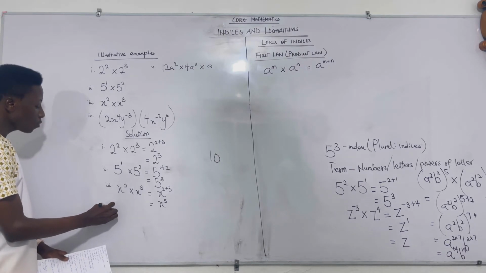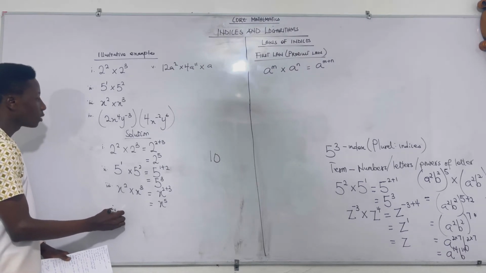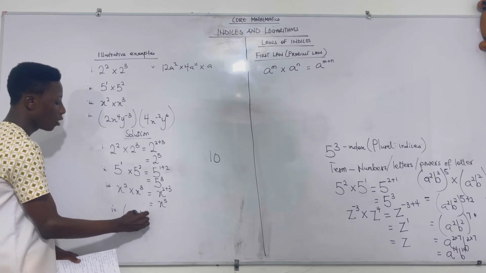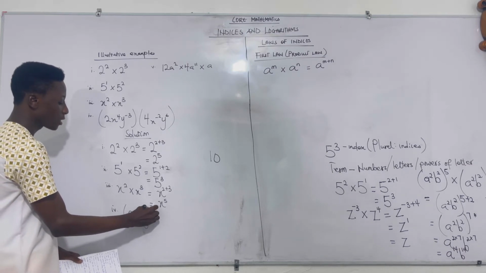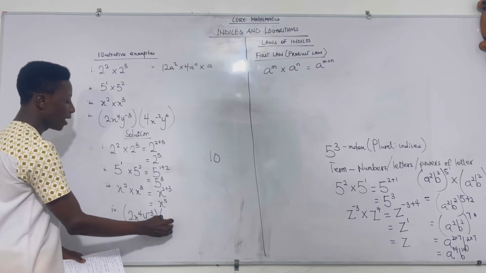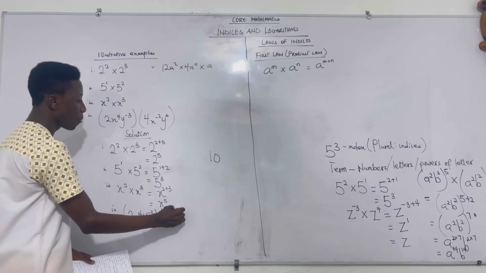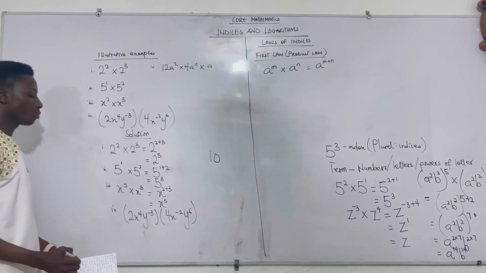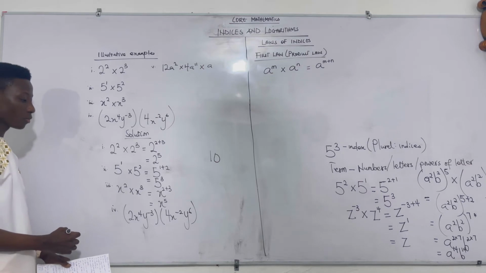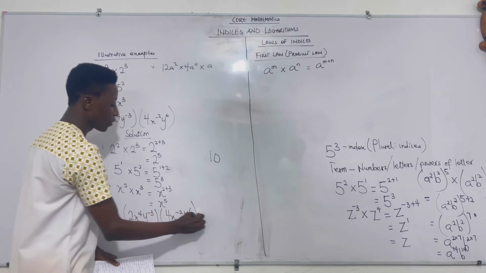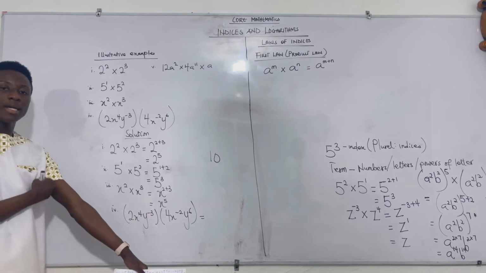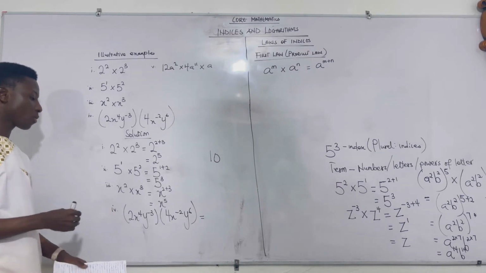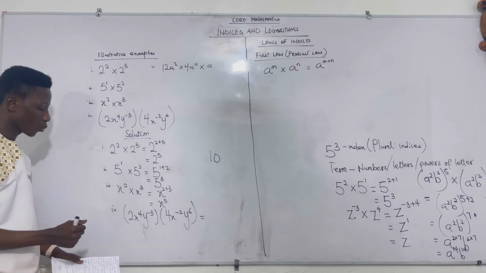Okay. So you have 2x exponent 4, y exponent minus 3, and then 4x exponent minus 2, y exponent 6. That was the question. This is one of the terms containing numbers and then powers of letters. So what do we do?